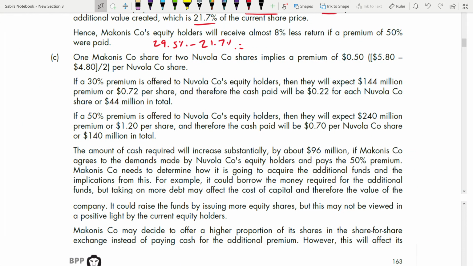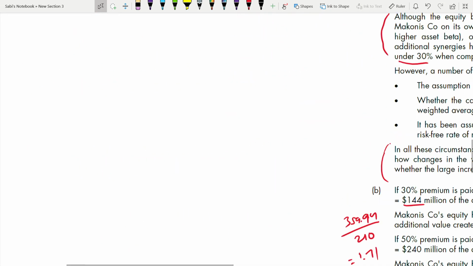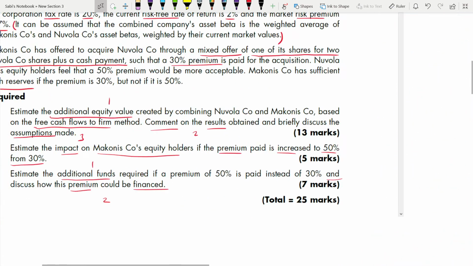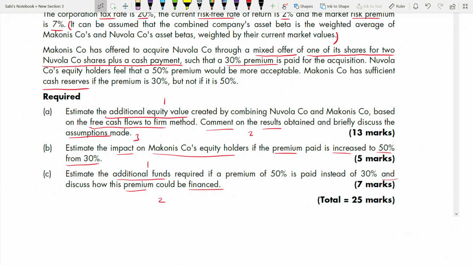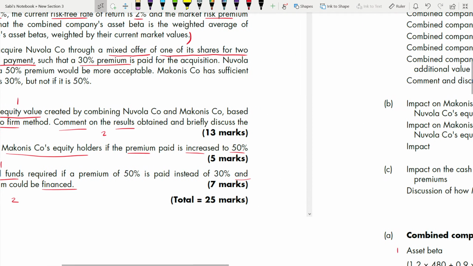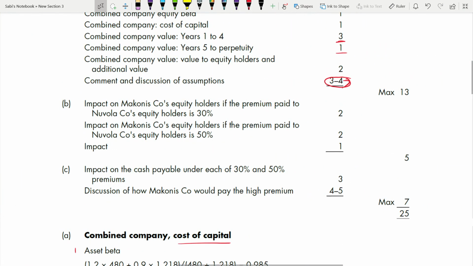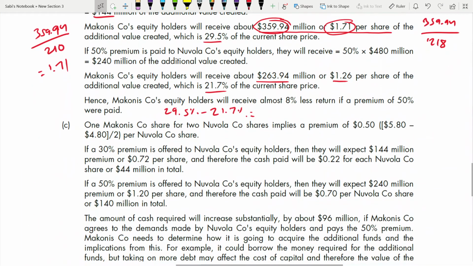Part C has 2 requirements, 7 marks. Additional funds required, you have to estimate that. That means you have to do calculation and how premium would be financed. That is a theory part. So a calculation part and a theory part. How much finance we need? Addition calculation is done. How to start this question?